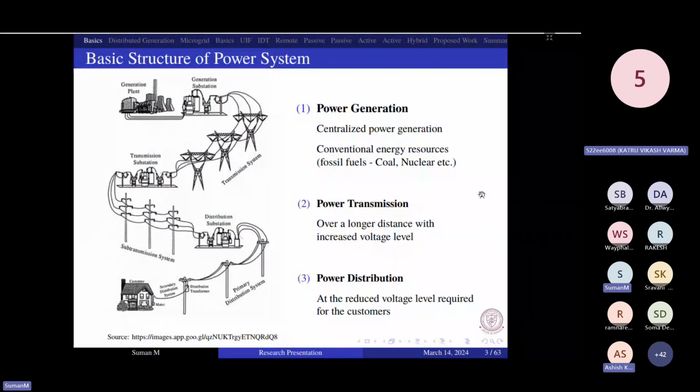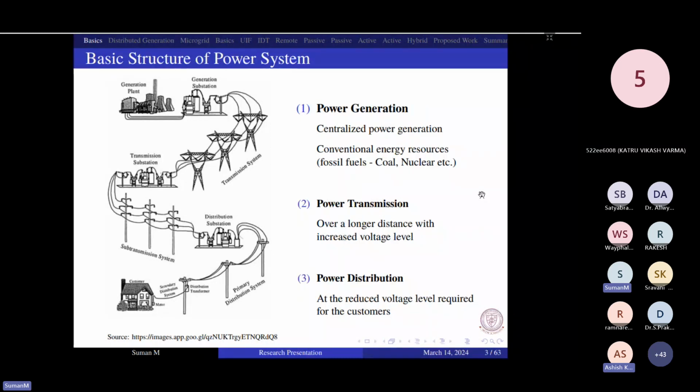So before we go to the complete presentation, let us start with the basic structure of our system. Why do we need microgrid? That we need to discuss before that. Then what are the challenges that we will be discussing? So before that, we will be starting with the basic structure of power system.